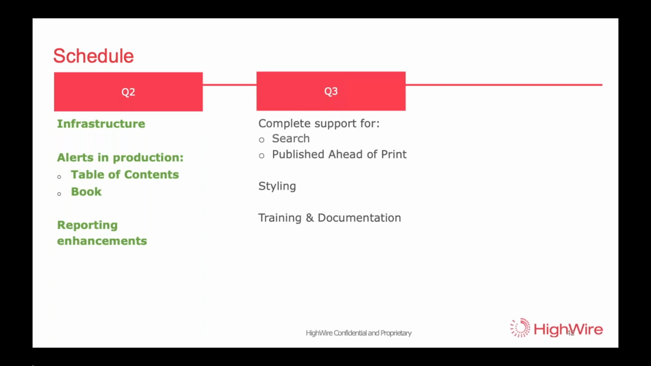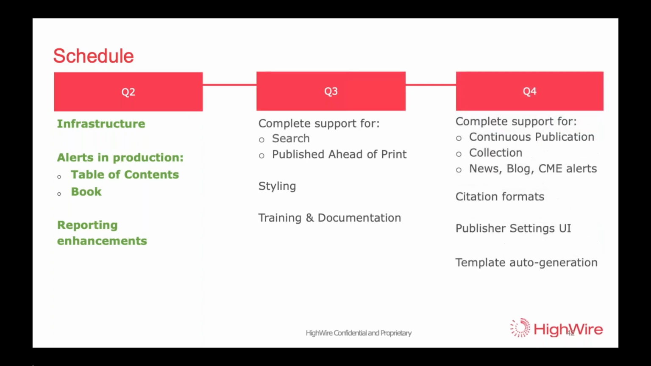I'm also working on training and documentation resources so that you have everything you need to customize alerts and place ads as soon as you move to the new service. Come Q4, we'll be working to support continuous publication and collection alerts, followed by news, blog, and CME alerts, which are only utilized by a small number of journals.